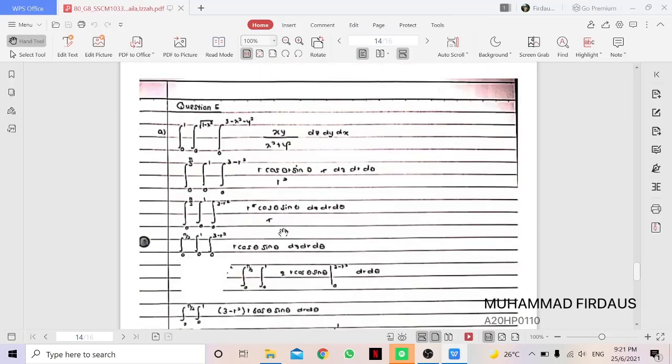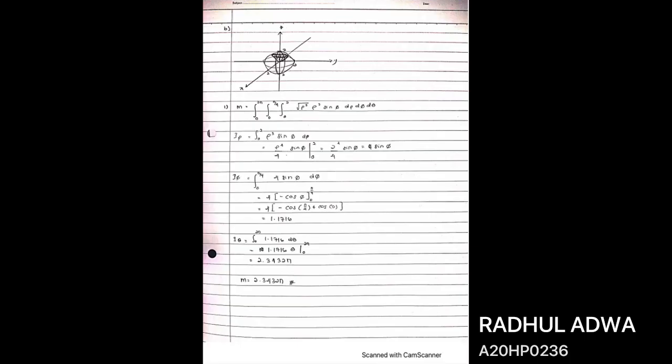For the equation, this is evaluated by using cylindrical coordinates. We explain question 5b. First, we need to sketch the graph by using the equations x squared plus y squared plus z squared equals 4 and z equals the square root of x squared plus y squared. So our first task is we need to find the mass of the solid.